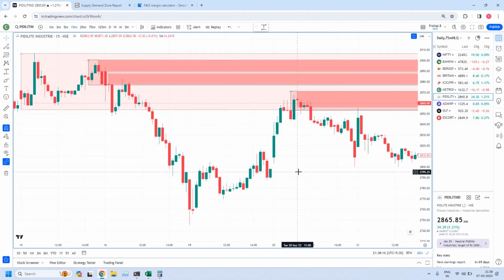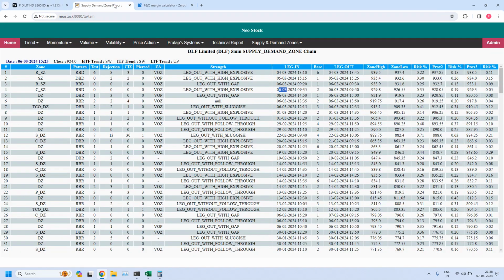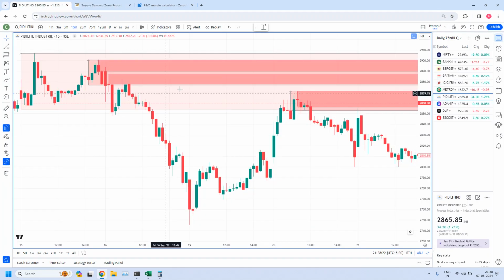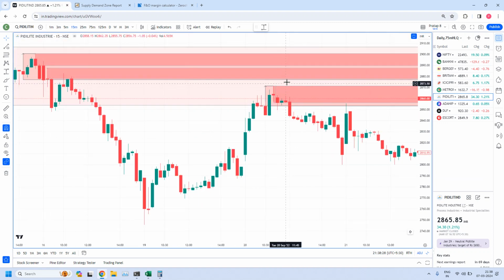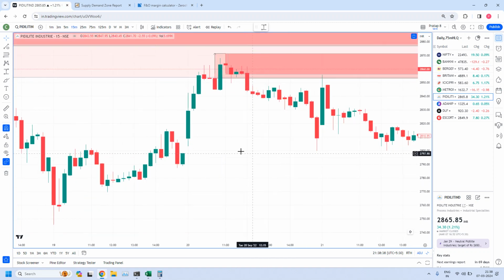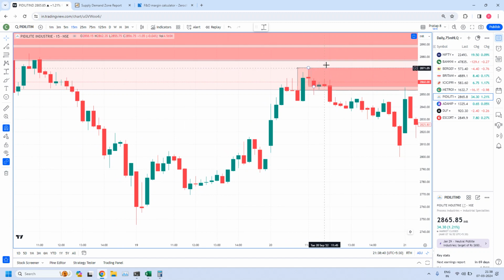Okay, but what I did, I just now showed you this supply demand zone chain. From this chain, I have generated the chain for this, and I identified a 5-minute zone exactly in this gap. Slightly it is overlapped, but that is not really a considerable overlap. But somewhere here, between these two 15-minute zones, there is a 5-minute zone.